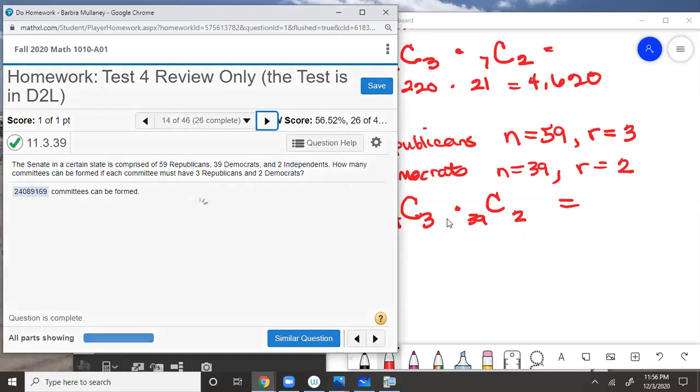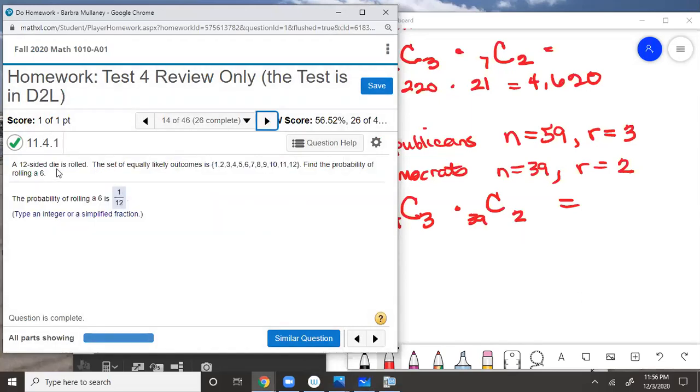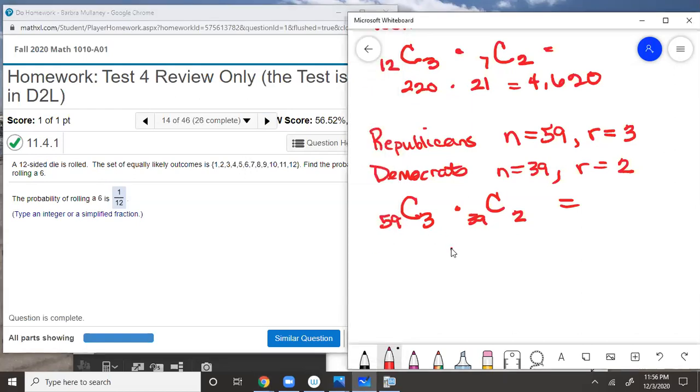Okay, number 14. A 12-sided die is rolled. The set of equally likely outcomes is 1 through 12. Find the probability of rolling a 6. Right now, there's only one 6 in this entire group, so the probability of rolling a 6 is 1 out of a total of 12.